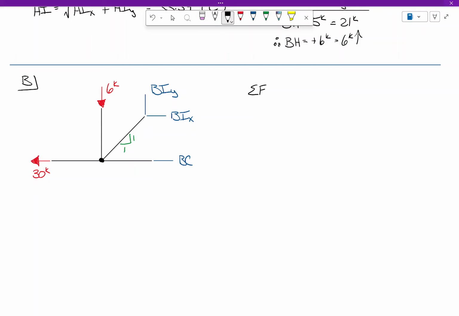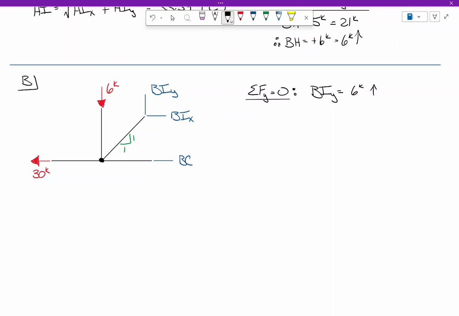Now this is important because when you're doing a homework problem, it's very easy to do this and then get stuck. Summing forces in the x direction means you would get this plus this equals 30 kips, and it wouldn't isolate one. Summing forces in the y direction, we can isolate BIY. Does that make sense? This is important. So if we sum forces in the y direction, what does that give me? BIY is 6 kips going up.